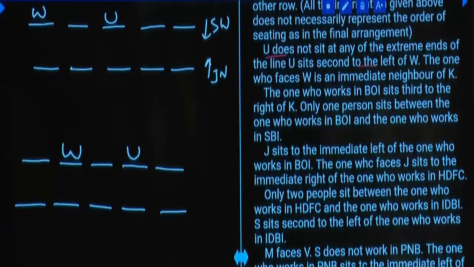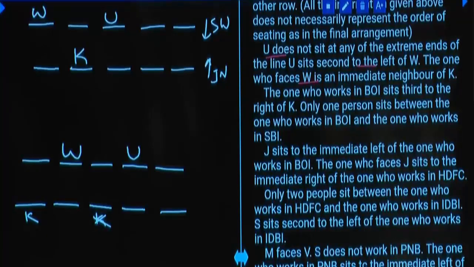And the one who faces W is an immediate neighbor of K. Then K must be here. K can be any one of these two places. And the one who works in Bank of India sits second to the right of K. Now K cannot be at this place at all. As K cannot be here, then where should K be?